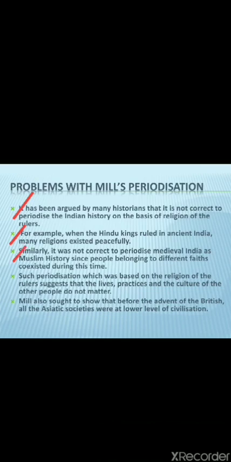Similarly, it was not correct to periodize medieval India as Muslim history, since people belonging to different faiths coexisted during this time. Even when there were Muslim rulers, all the different faiths coexisted peacefully. Such periodization, based on the religion of the rulers, suggests that the lives, practices, and culture of other people do not matter. Mill also sought to show that before the advent of the British, all the Asiatic societies were at a lower level of civilization.